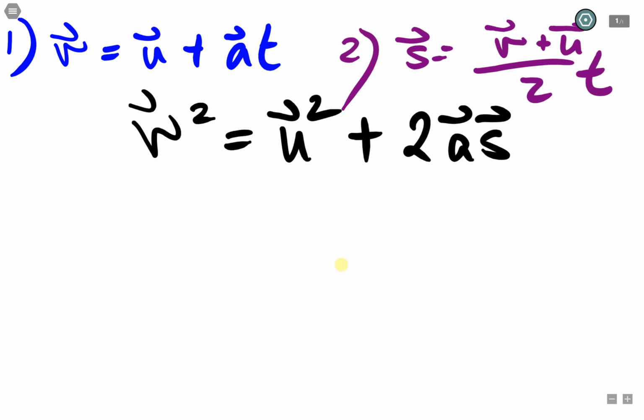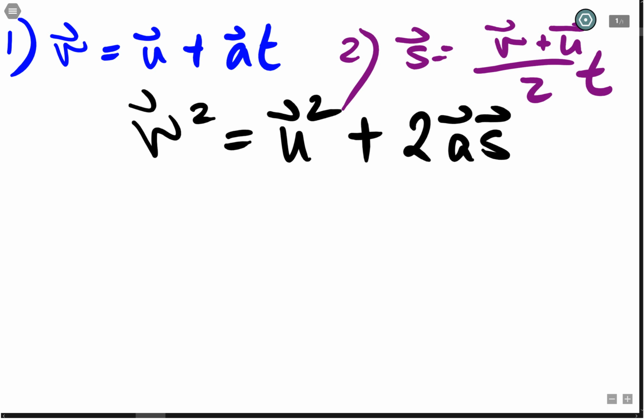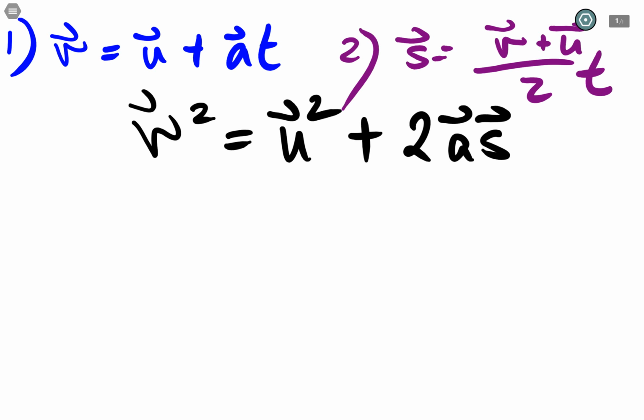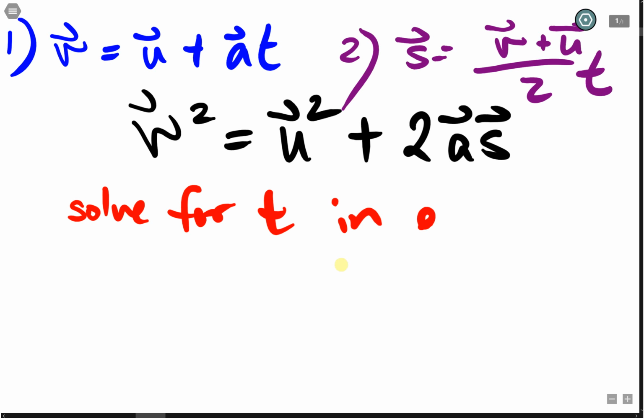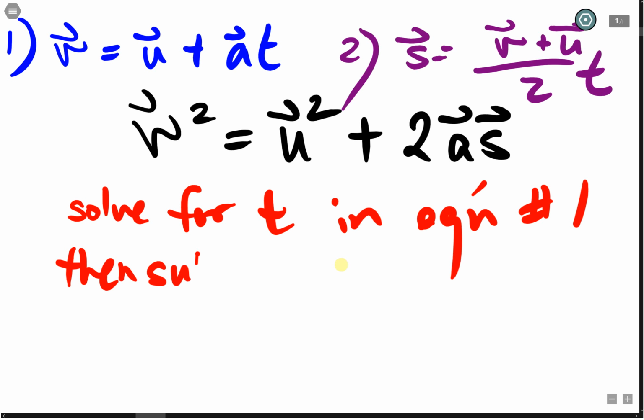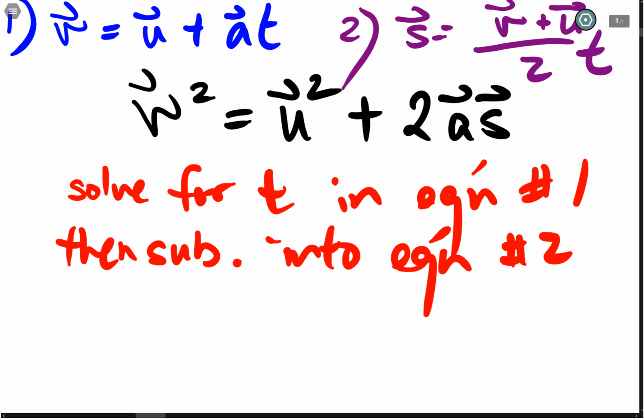If you're stuck on how to approach this, take a look at this equation. The symbol that is missing here is your t, your time. So similar to last time, we're going to solve for time and substitute that time in our new equation. Looks like my equation 1 is a lot easier to use to solve for time, so I'm going to solve for t in equation 1, then substitute into equation number 2. Very similar to the last one, but I'm going to take a few more steps in this particular derivation.